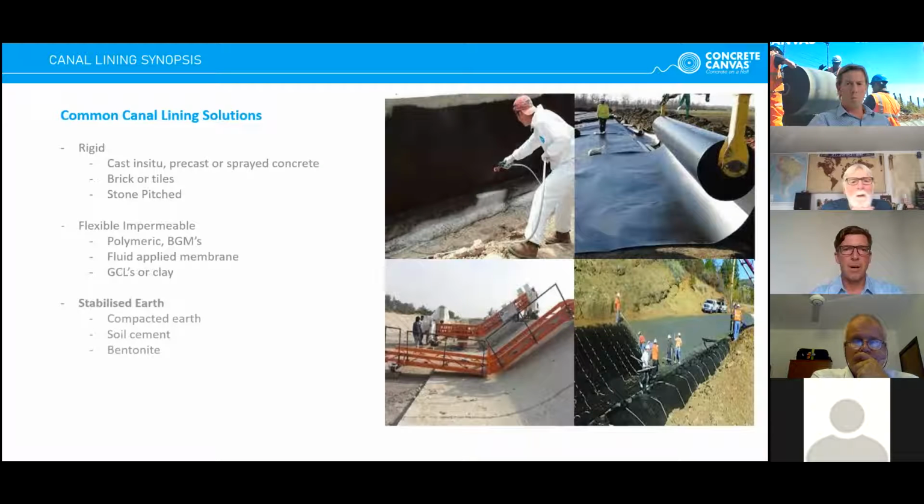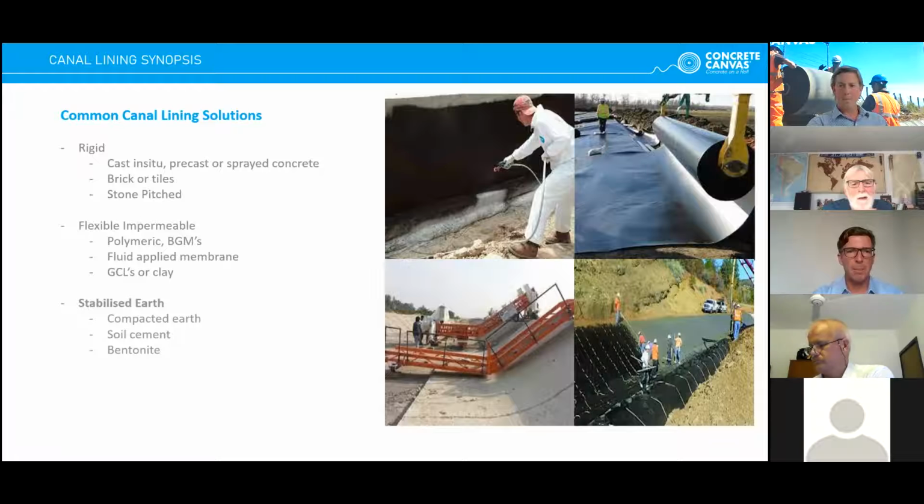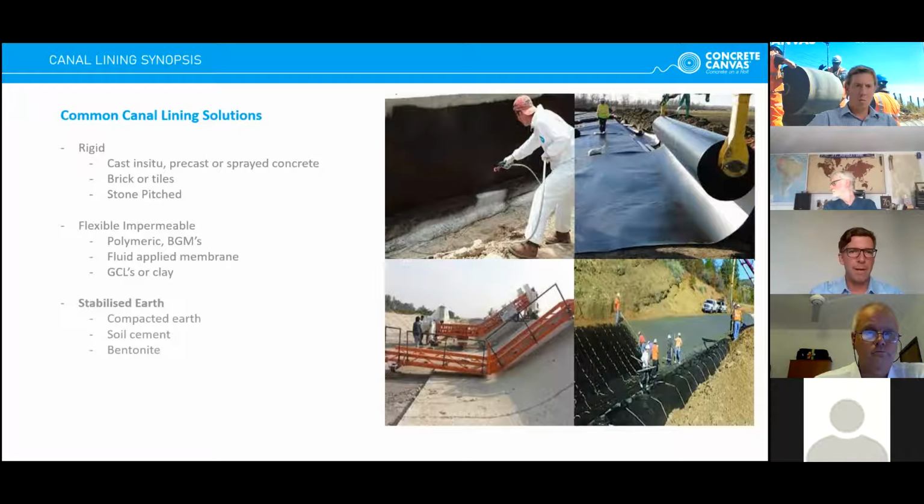Based on these factors, there are a number of canal lining solutions that are used, with selection typically hinging around durability and impermeability. These are summarized into, firstly, rigid linings like cast in situ, precast, or sprayed concrete that demonstrate a high degree of durability, flexible and permeable linings like polymeric BGMs and others, which are typically selected for their high degree of impermeability and can be installed as exposed or covered elements, and stabilized earth, which requires treatment of soil to increase its strength, density, and impermeability. There are, however, a number of pitfalls to each individual lining solution.